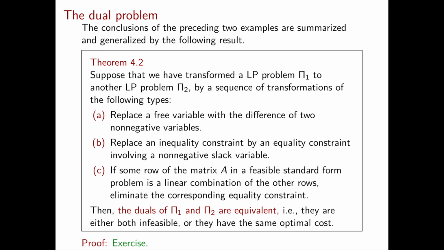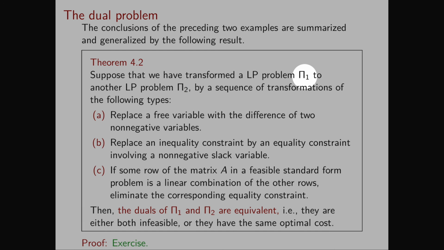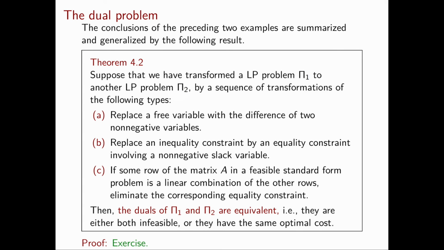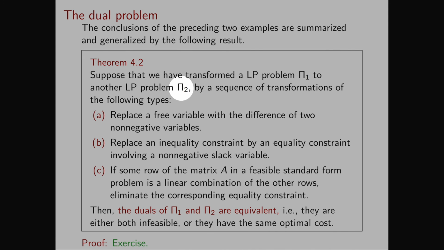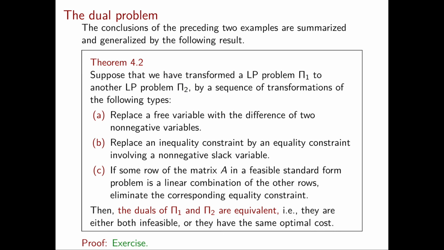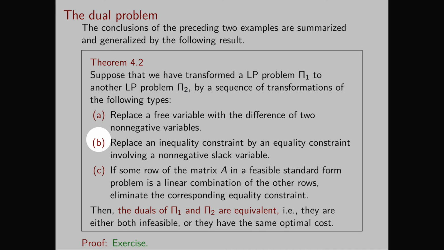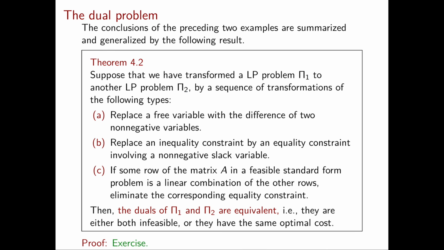In particular, the last two examples that we have seen are implied by this theorem. But this theorem is actually more general. Suppose that you have a primal linear programming problem pi1 and you transform it to another linear programming problem pi2 with a sequence of transformations of the following three types. Type A is replace a free variable with a difference of two non-negative variables. Type B is replace an inequality constraint by an equality constraint involving a non-negative slack variable.